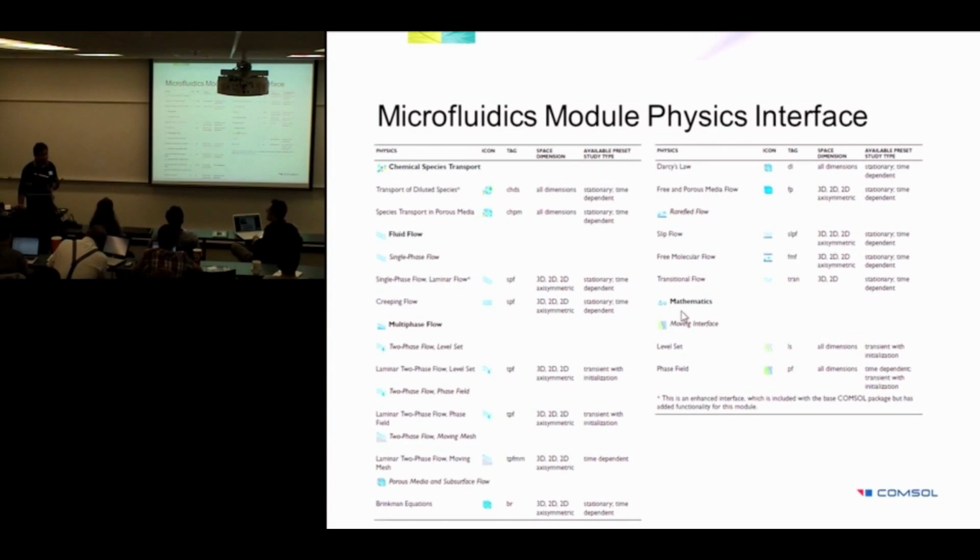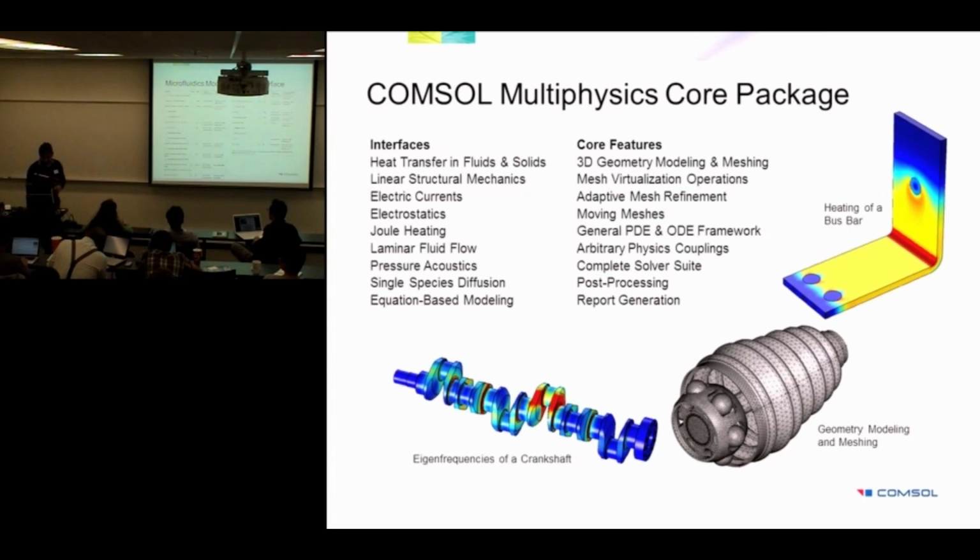And then you have a mathematics interface which you can, of course, use and customize your equations. So this is the microfluidics module interface, and it comes with... And you can add other modules also. You can add chemical reaction engineering if you are more familiar with surface reaction. If you think there are more reactions going on, then you can add chemical reaction engineering.